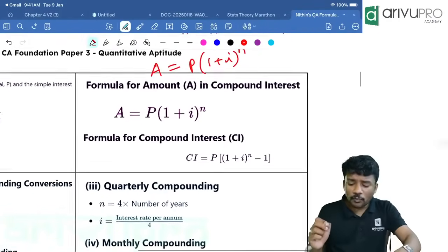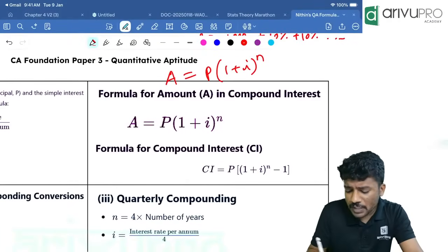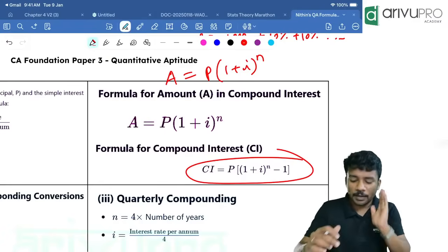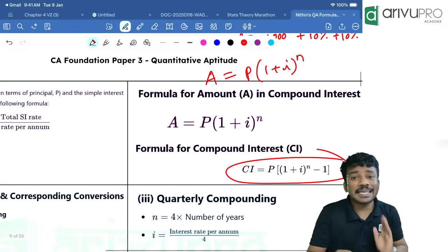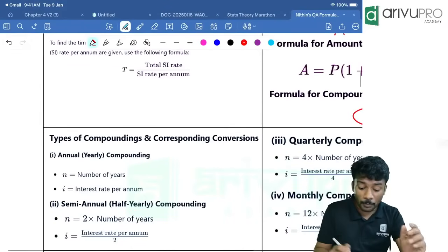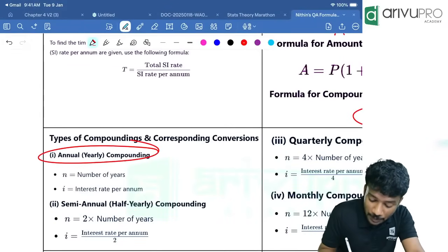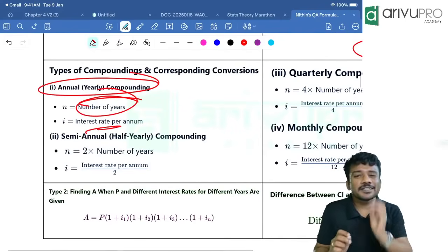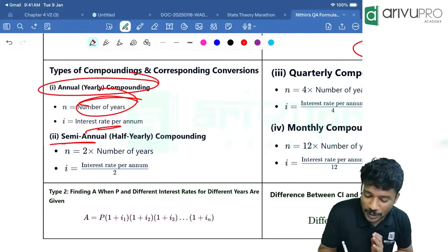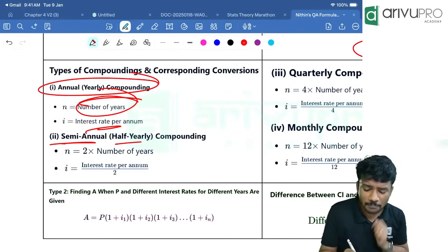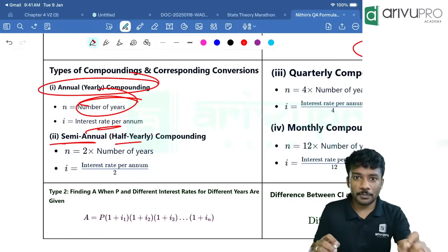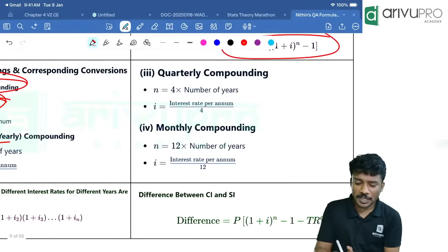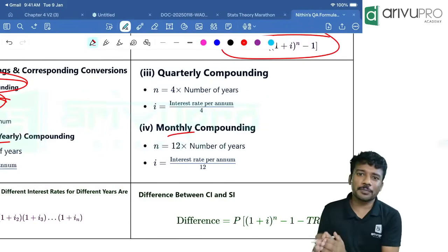Next one, what is the formula for compound interest? CI is equal to P into 1 plus I, the whole power n, minus 1. People, this n and I can differ based on the compounding. For annual compounding, n will be the number of years, and I will be the interest per annum. For semi-annual or half-yearly compounding, n is 2 into the number of years. For quarterly compounding, 4 into the number of years. Then for monthly compounding, 12 into the number of years.